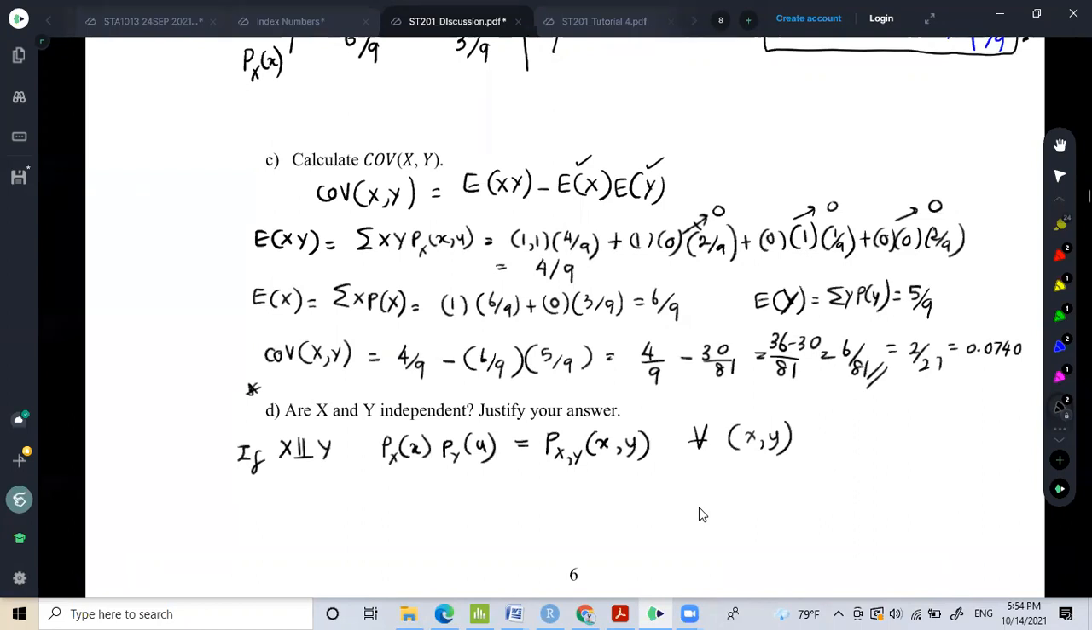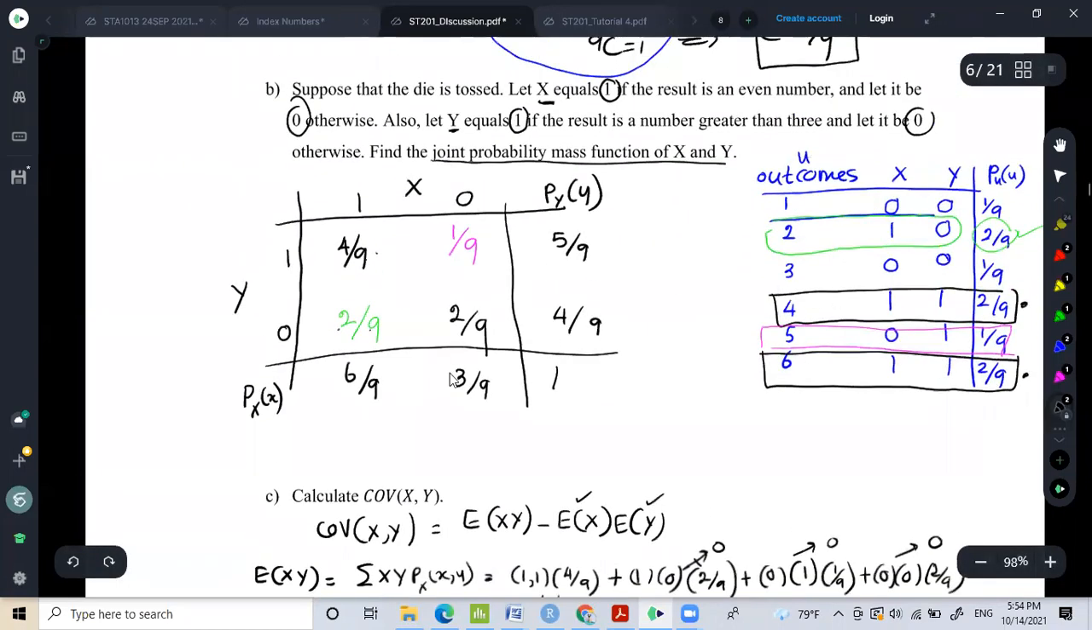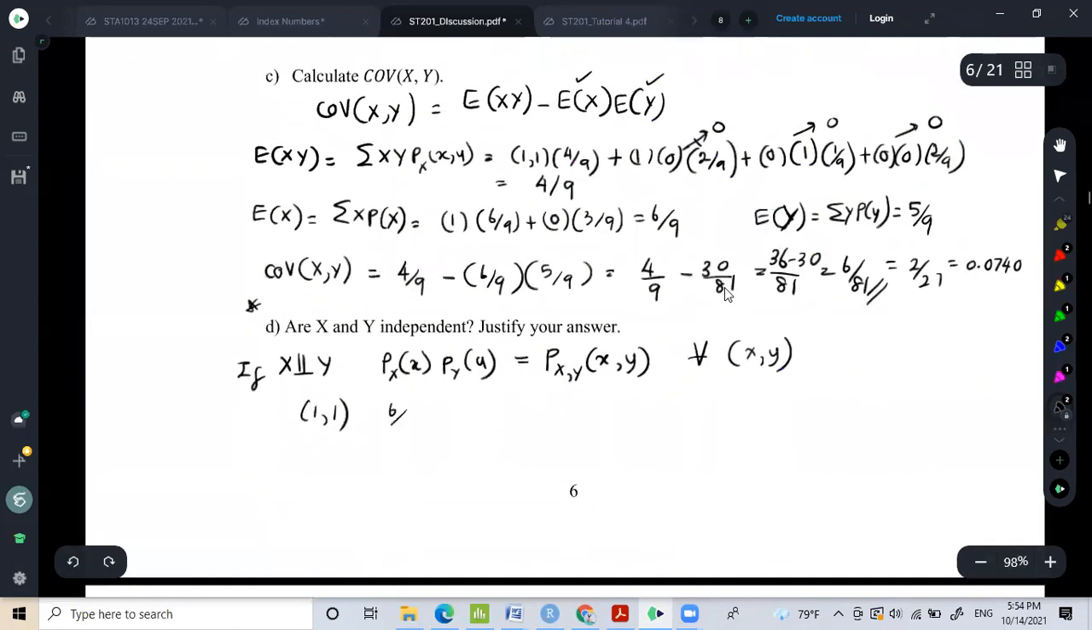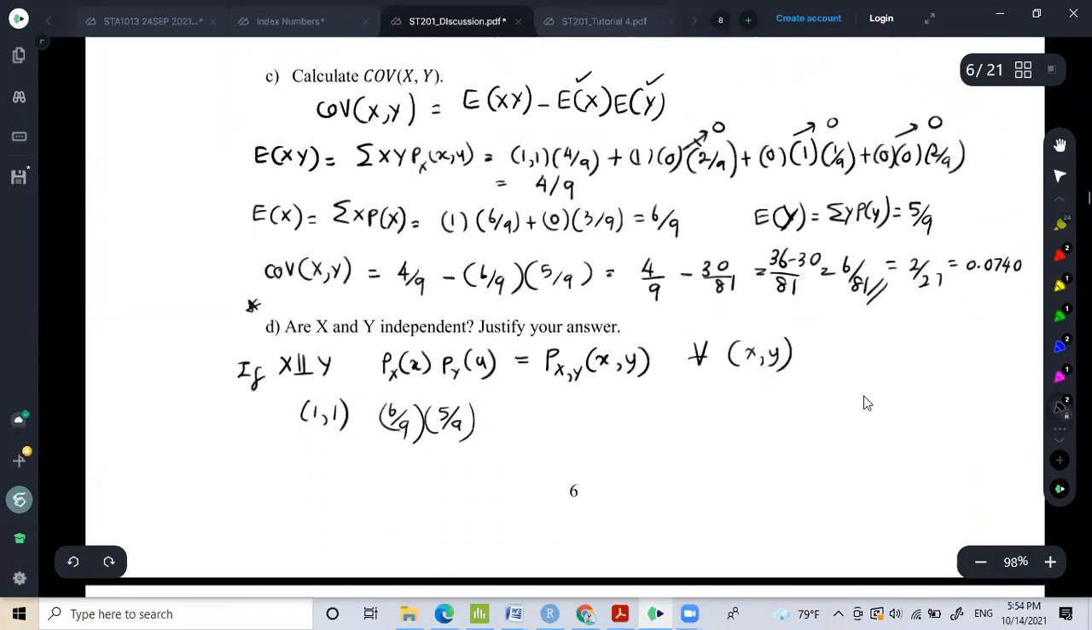So let's start with the first one, the pair 1, 1. What is Px? When X is 1, 6/9. When Y is 1, 5/9. And what is Pxy? Where they intersect, it is 4/9. And you can obviously see that these two sides are not equal, so you can say X and Y are not independent.